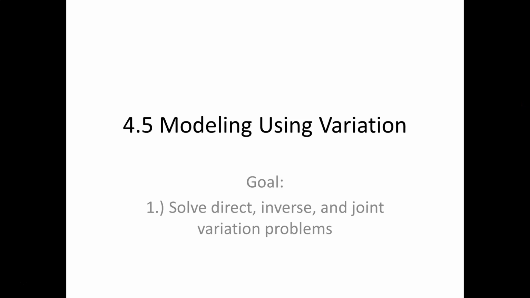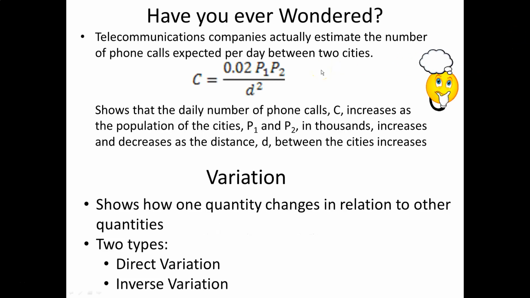Modeling using variation. The goal today is to solve direct, inverse, and joint variation problems. Telecommunications companies actually estimate the number of phone calls expected per day between two cities. And this is the formula they use.